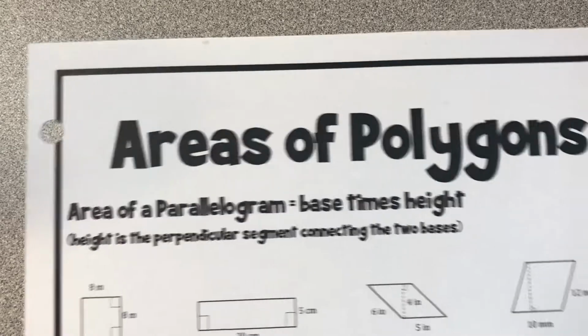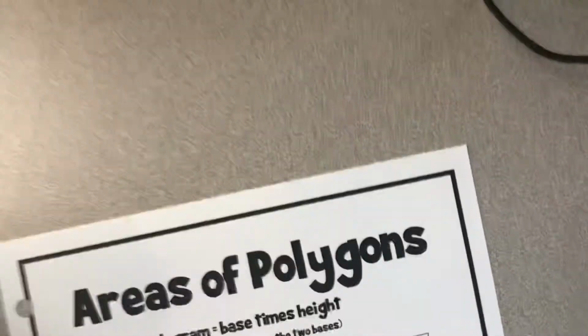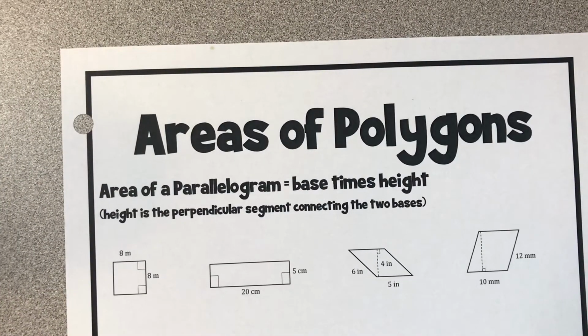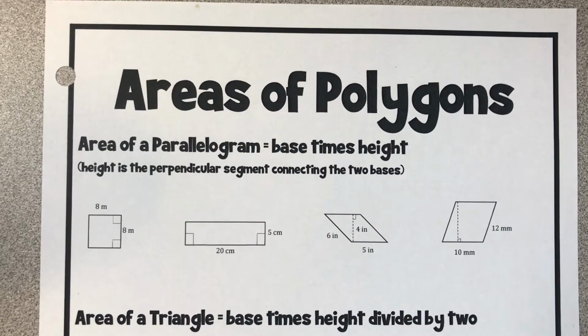Okay, today we're going to learn 3 formulas, or revisit because you learned these last year, to find the area of 3 different kinds of polygons. The first kind is a parallelogram, and we're going to do the base times the height. And the height is always the perpendicular length or segment connecting the 2 bases.